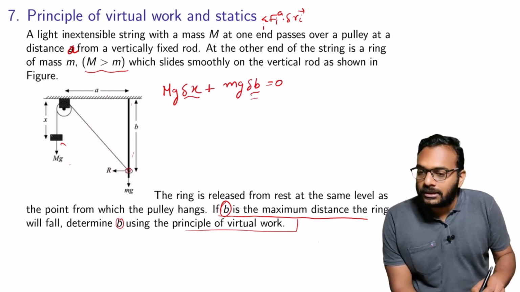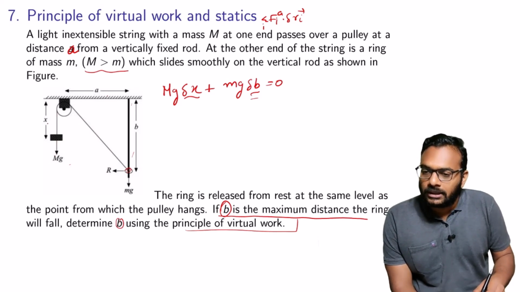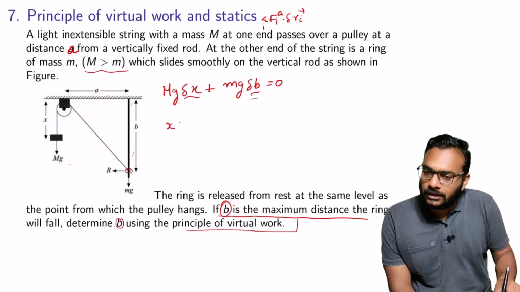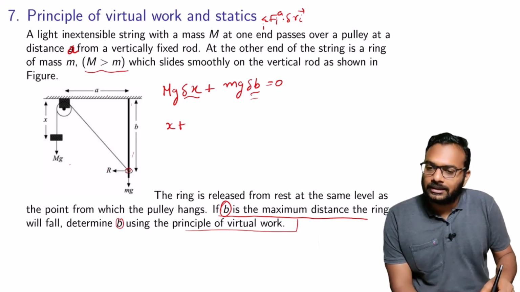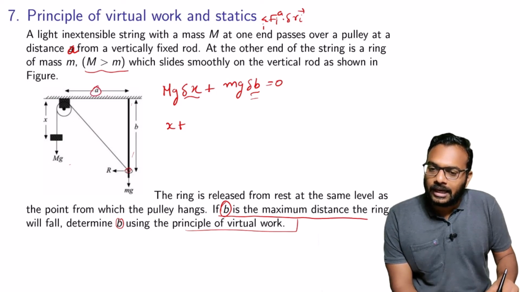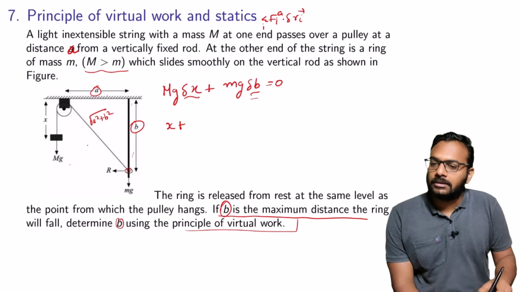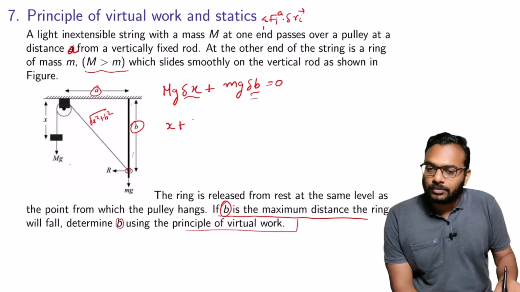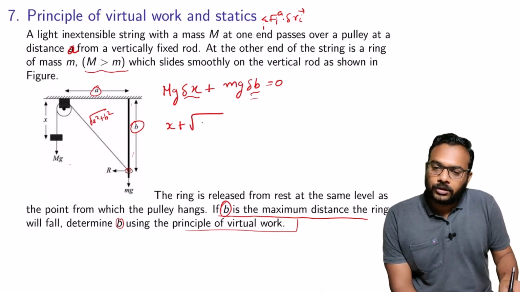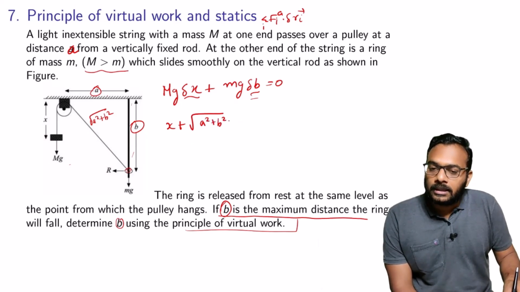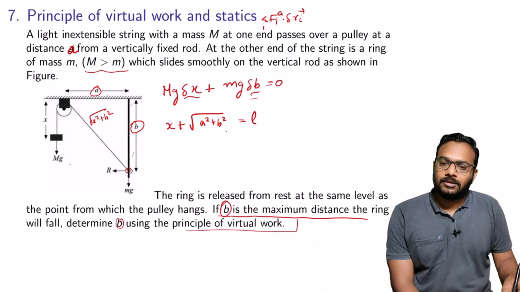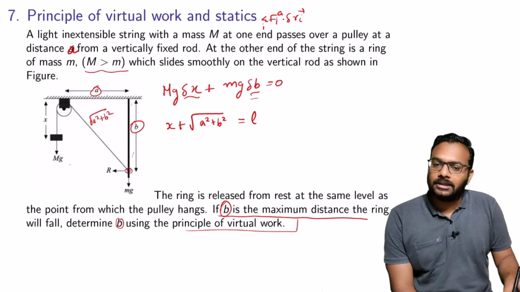We can write that the total length of the string is a constant. We start from here, it's x, plus this length. What's this length? We are given a here and b, so this is the square root of a squared plus b squared. So x plus the square root of a squared plus b squared is equal to L.